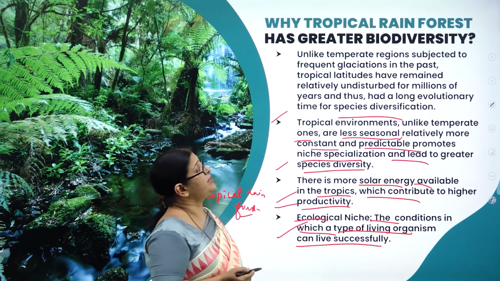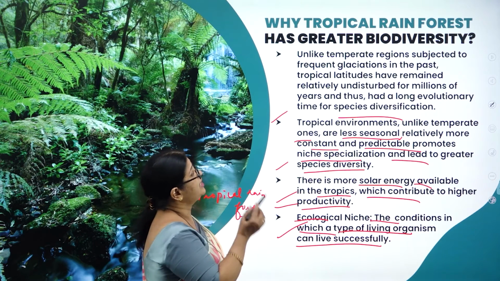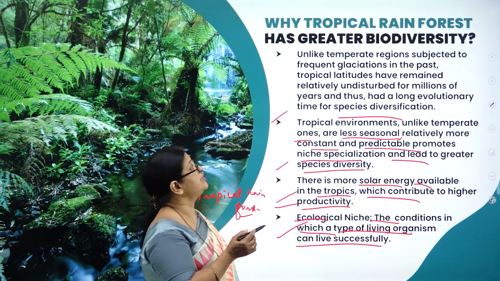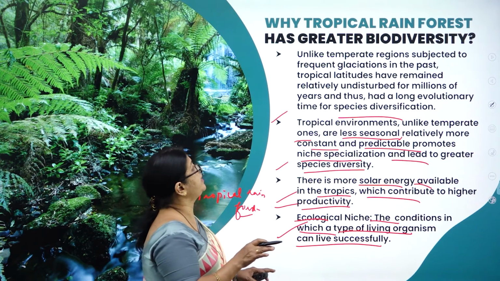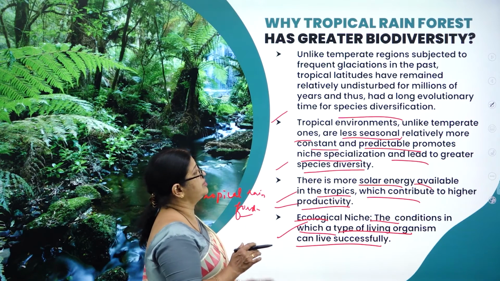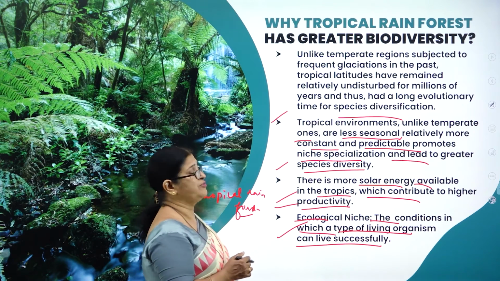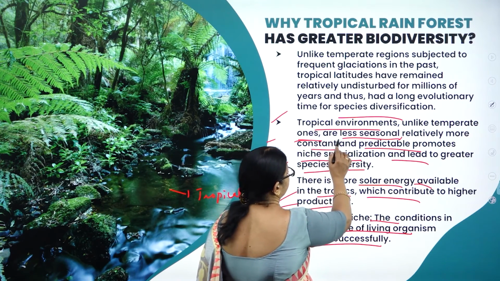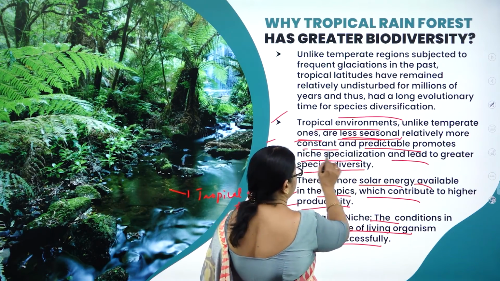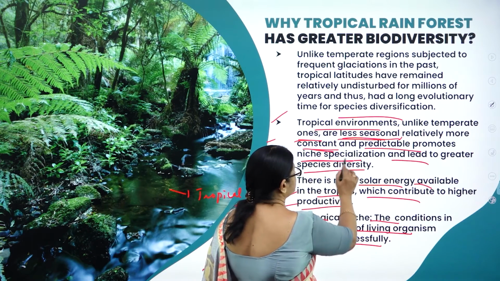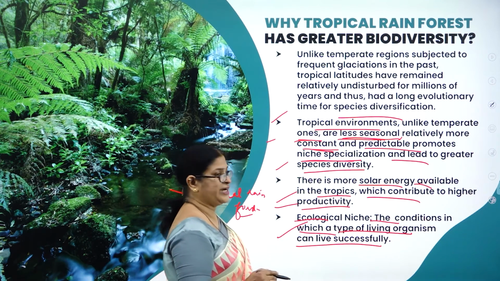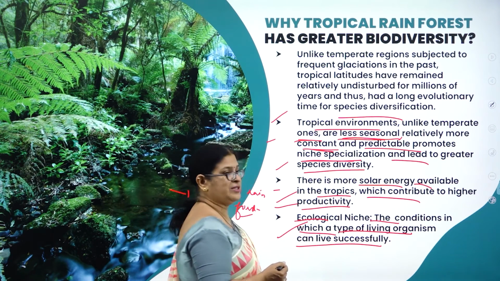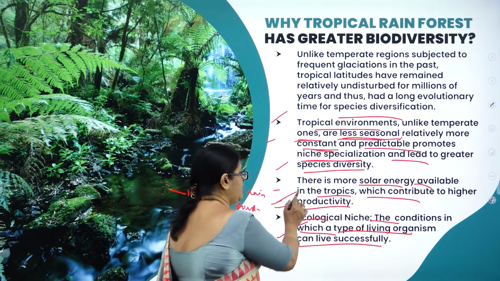So why does the tropical rainforest have greater biodiversity? Unlike temperate regions subjected to frequent glaciations in the past, tropical latitudes have remained undisturbed for millions of years and thus had a long evolutionary time for species diversification. And the tropical environments, unlike the temperate ones, are less seasonal and relatively more constant and predictable, which promotes niche specialization and leads to greater species diversity. There is also more solar energy available in the tropics, which contributes to higher productivity.